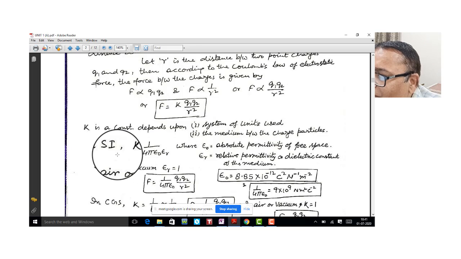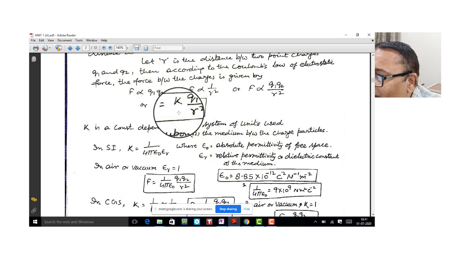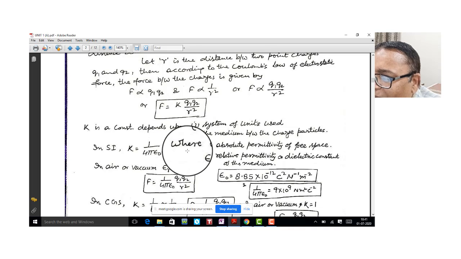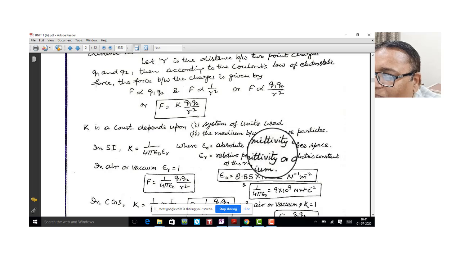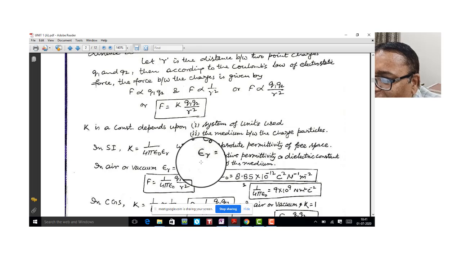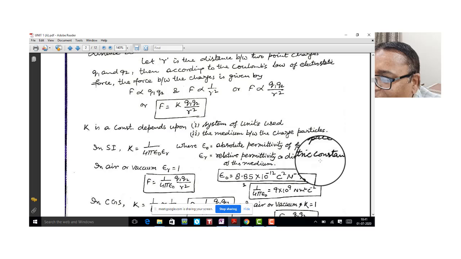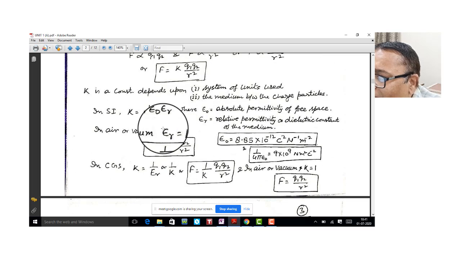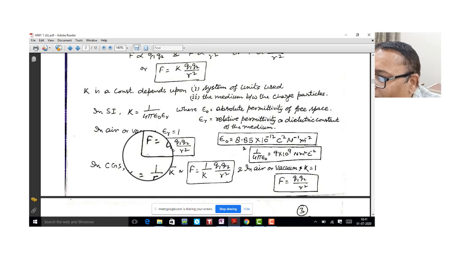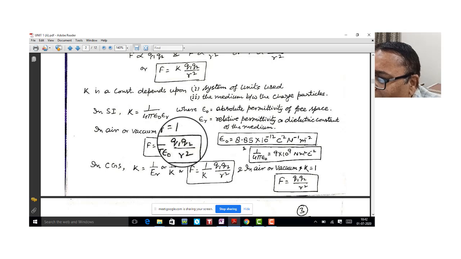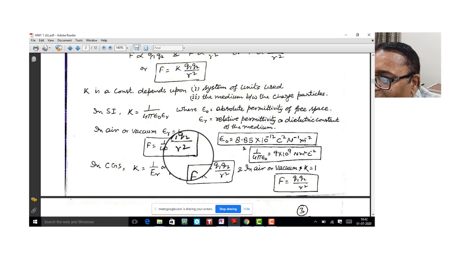In SI system, this K is 1 upon 4 pi epsilon naught ER, where epsilon naught is the absolute permittivity of free space, and ER is the relative permittivity, also called the dielectric constant of the medium. In air or vacuum, ER is equal to 1. Then the formula is F is equal to 1 upon 4 pi epsilon 0 Q1 Q2 upon r square.